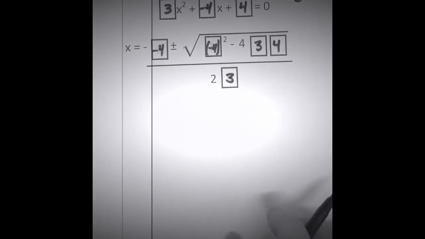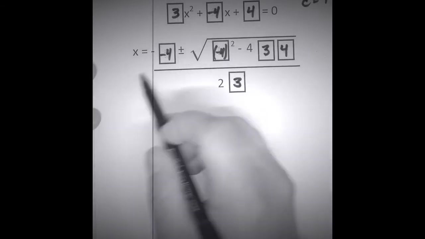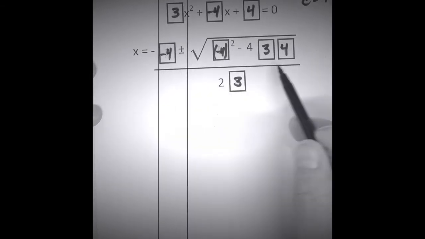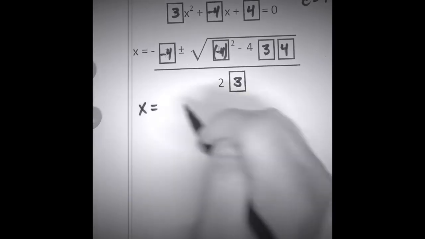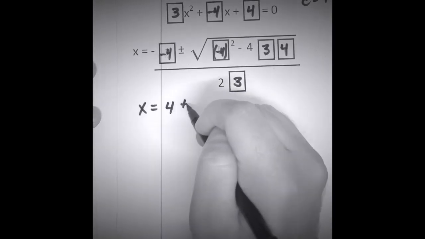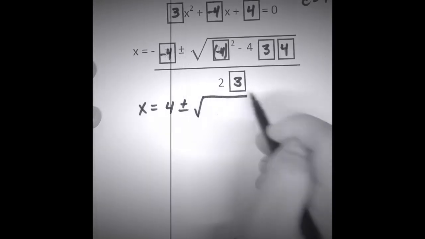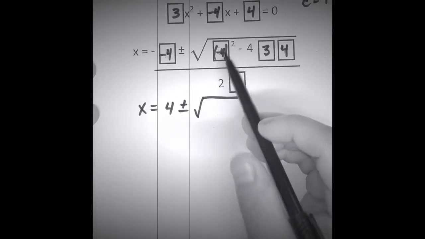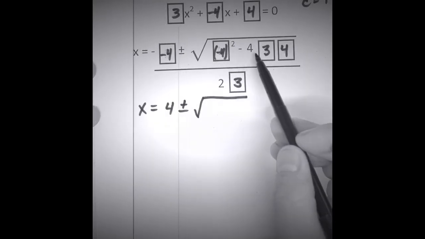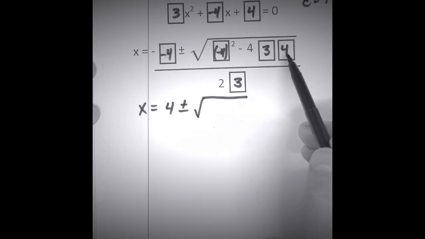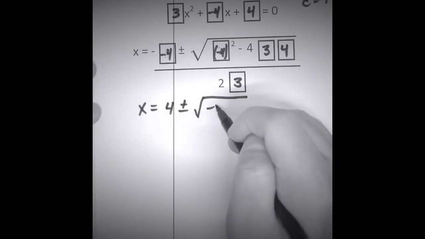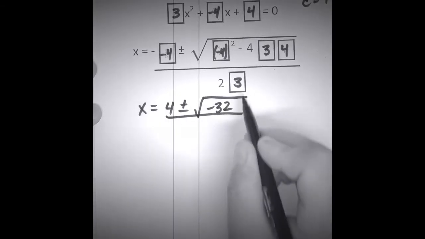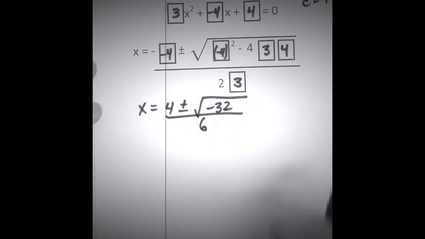If we have a calculator with a complex feature, we may be able to type this entire thing in the calculator. It will simplify it for us. Since we do not have a calculator, we will do it piece by piece. We get 4 plus or minus. We type in the calculator, negative 4 squared minus 4 times 3 times 4. That will give us negative 32. And 2 times 3 would give me 6.